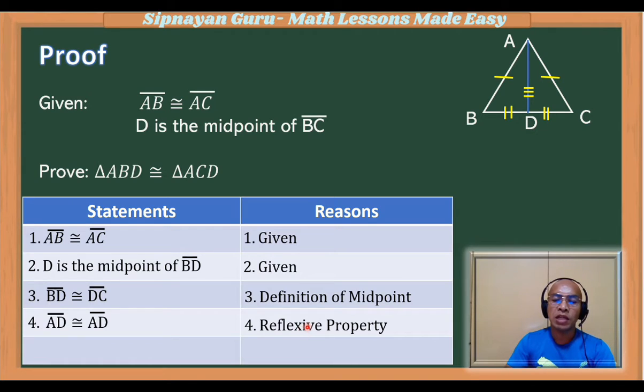So since this side is common and all three corresponding parts are congruent, we can now conclude that triangle ABD and triangle ACD, you just bring this one here as our conclusion, are congruent because of the side postulate.